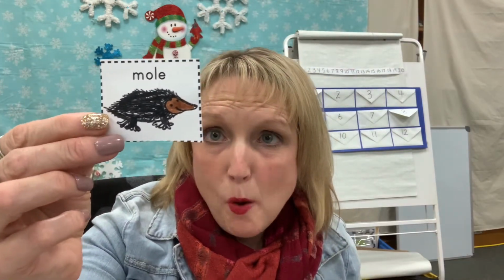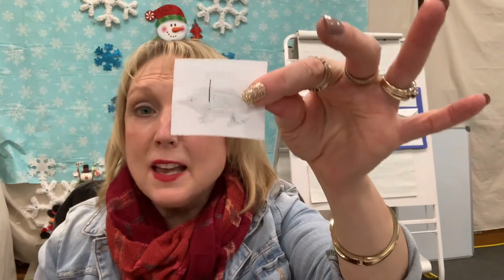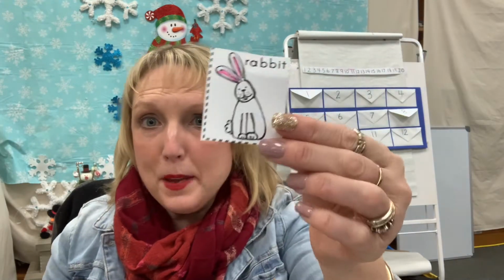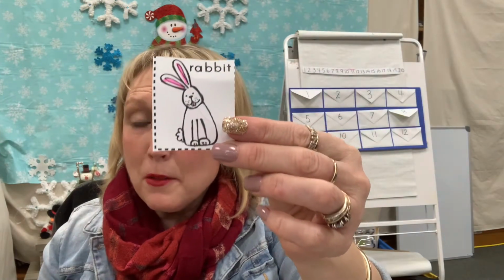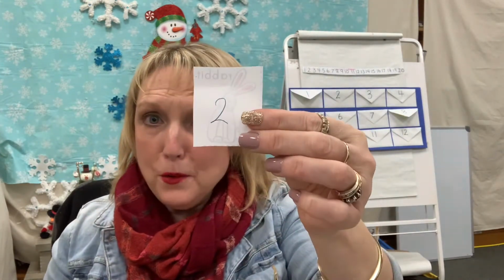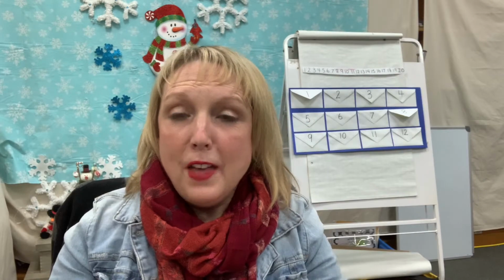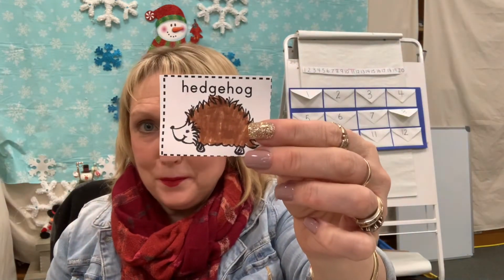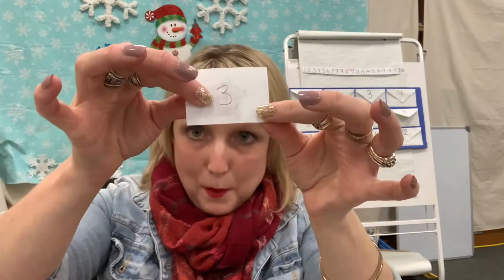So I already colored, and there's the mole. And on the back of the mole, I wrote number 1 because that was the first animal that crawled in the mitten. The next animal that crawled in the mitten has big floppy ears, and it was the rabbit. And on the back of the rabbit, I wrote number 2, because that was the second animal that crawled in. Then the third animal was the hedgehog. And there I put the number 3. And I'm doing this on the back of every animal until I get to 8, because there was 8 animals.